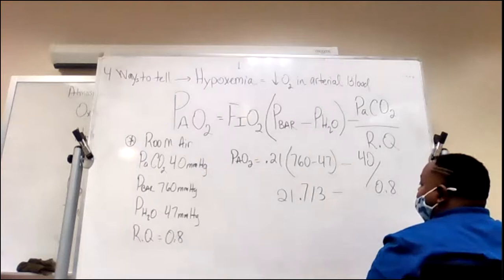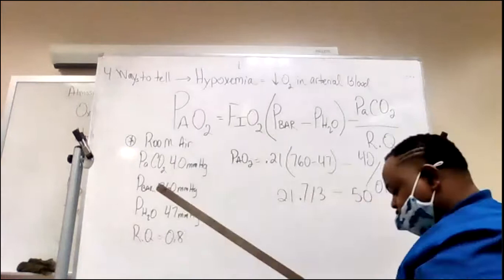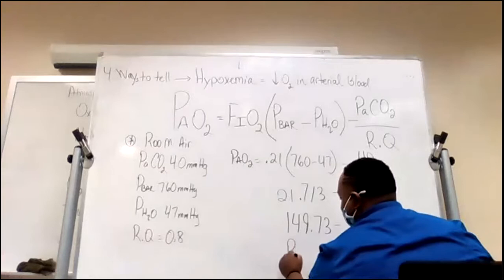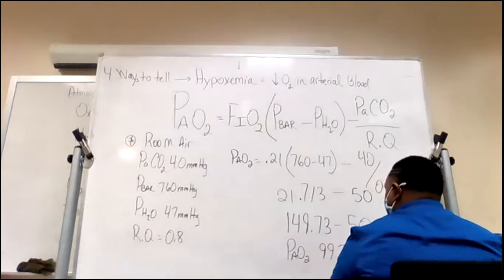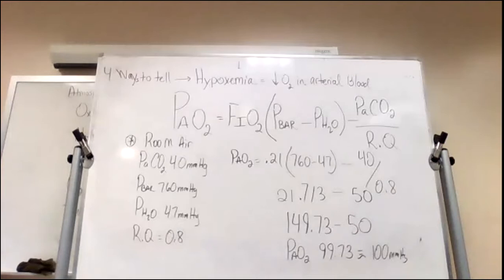Now, let's do the multiplication before we do the subtraction. 0.21 times 713 is 149.73, minus 50. That gives you a PAO2 of 99.73, or 100 millimeters of mercury. That's how you got it.